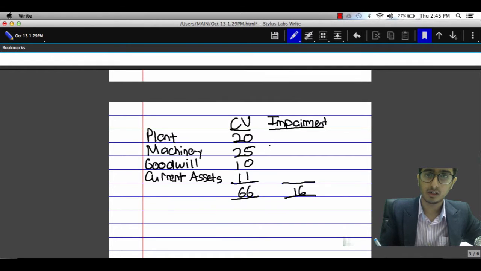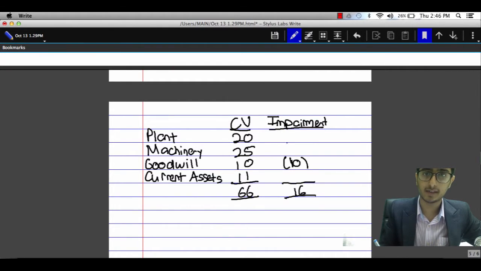Okay? Now, remember, our order said first it will go to assets which are destroyed. In this scenario, it does not indicate that any assets are destroyed. Hence, we move on to goodwill. I will allocate impairment of 10 to goodwill. If we have sufficient amount, we will first deduct it from goodwill. So can I say now that I actually have 6 left of impairment?